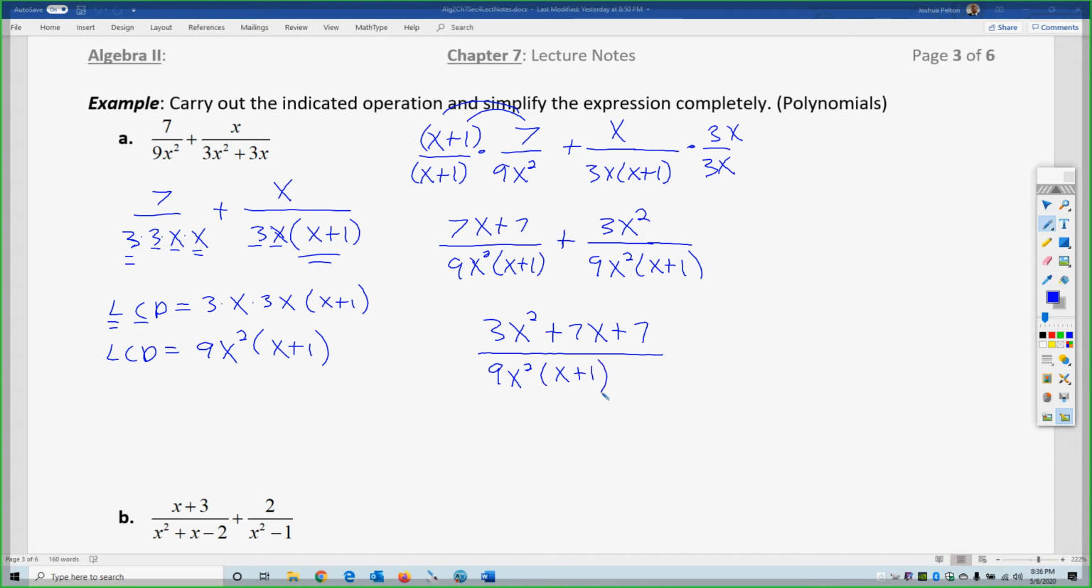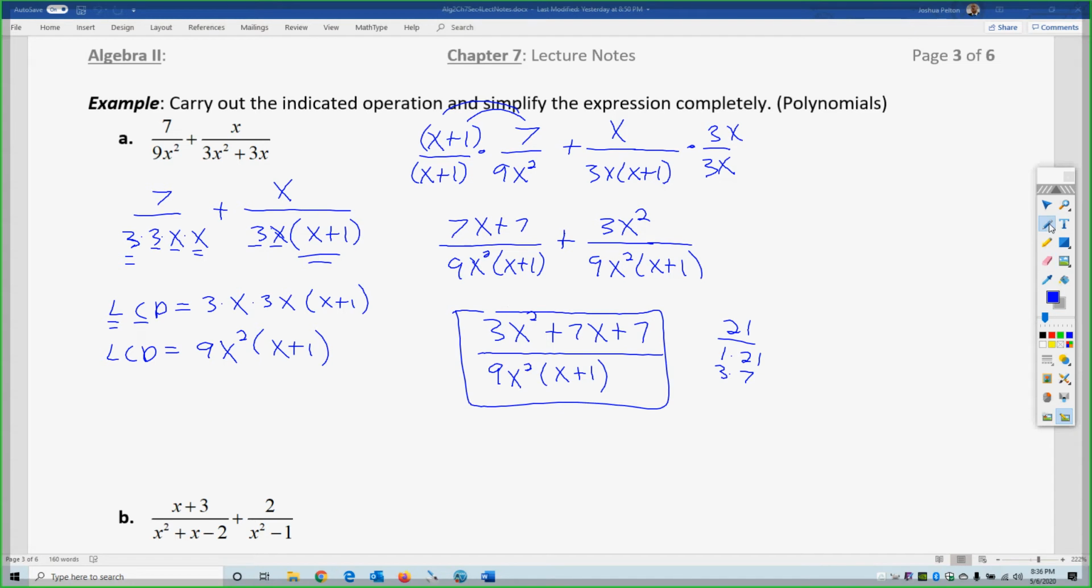Always check to see if, in fact, it is factorable, because you might be able to cancel some more stuff. So let's see. 3 times 7 is 21. The factors of 21 are 1 and 21, 3 and 7. And none of those will give you 7 in the middle. So that is as far as you're going to get with simplifying.